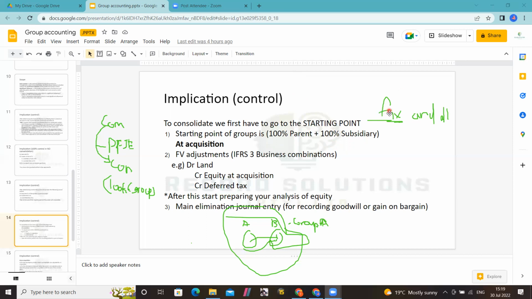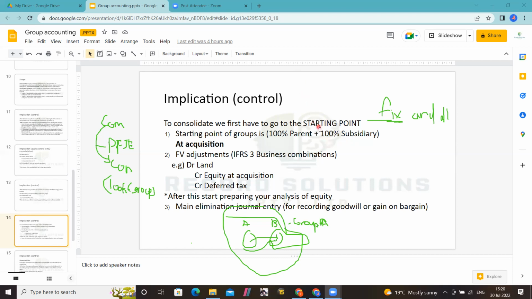That's the first thing that you have to fix, right? And then also on those fair value adjustments, don't forget that there are also items that the subsidiary didn't recognize. And I'm still at acquisition. At acquisition, they didn't recognize them, right? However, they have to be recognized via the business combination. So IFRS 3 rules, right? They have to be recognized via those rules, right?